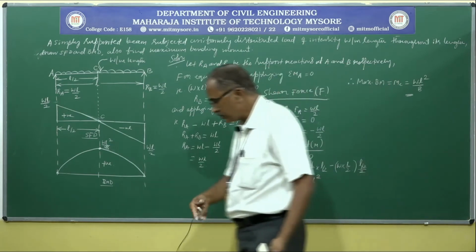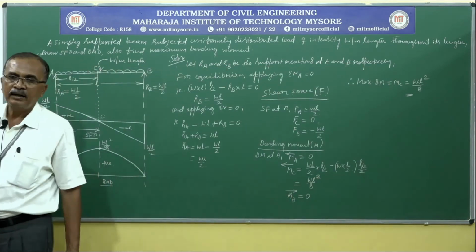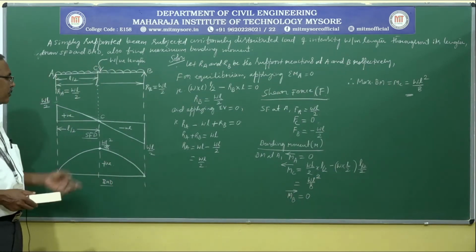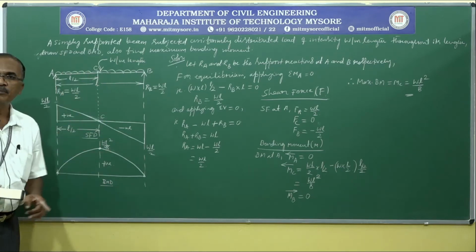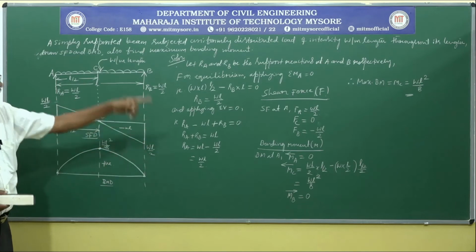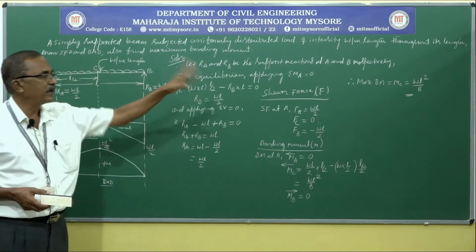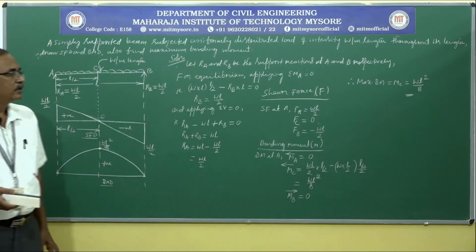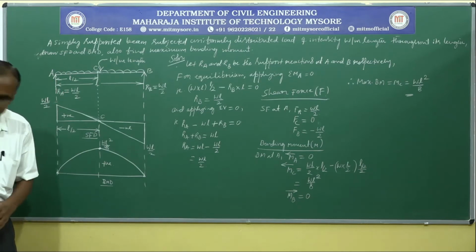So here onwards you can use this relation whenever you come across a simply supported beam subjected to a uniformly distributed load throughout. To calculate the maximum bending moment, you can directly use this expression, WL square by 8.